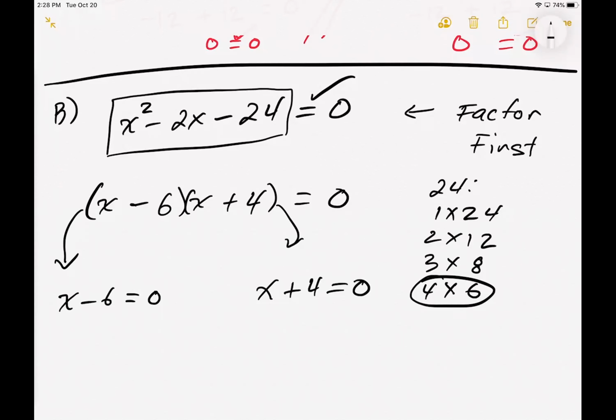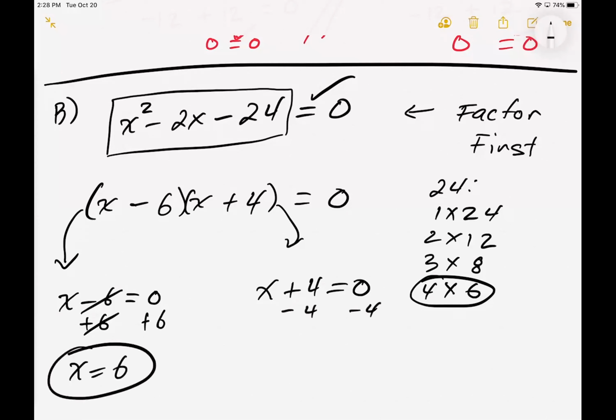And once you put it equal to 0, we go back to test number 1. How do you solve for this? To get rid of the negative 6, I need to add 6. And if I add 6, do you agree that I have x is equal to 6? And to get rid of the 4, I need to subtract 4. And if I subtract 4, x is equal to negative 4. So those are the two answers I have.